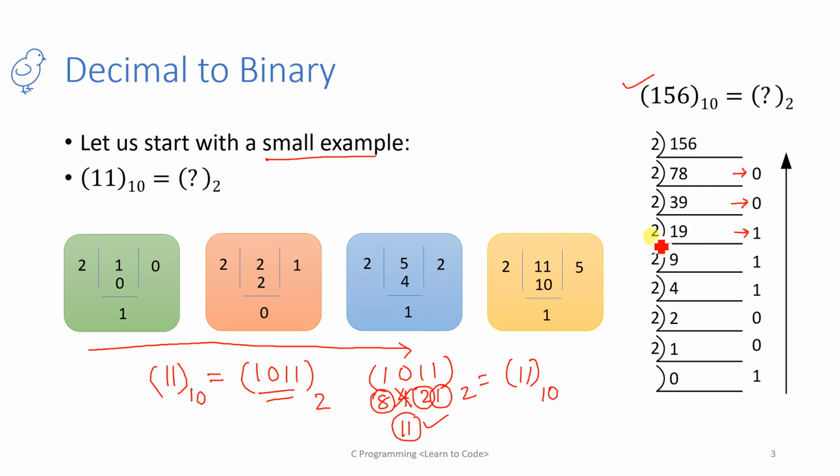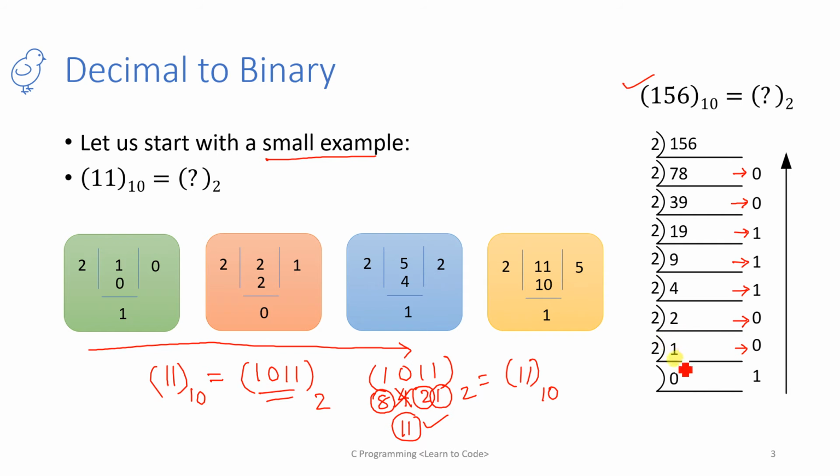Similarly, 19 will be divided by 2. 9 into 2 is 18. So you get a remainder 1. Then you have to divide 9 by 2. 4 twos are 8. So you get a remainder 1. Then you have to divide 4 by 2. 2 twos are 4. So the remainder you get is 0. Then you get 2, and 2 must be divided by 2. 2 1s are 2, so the remainder is 0.